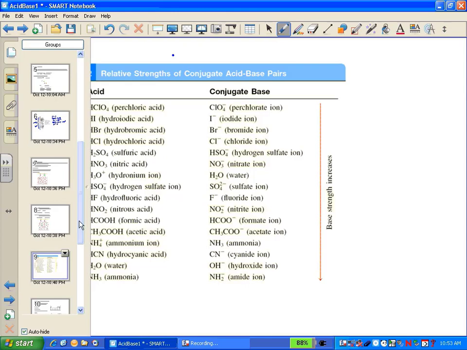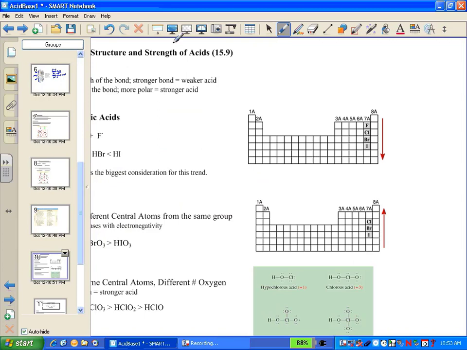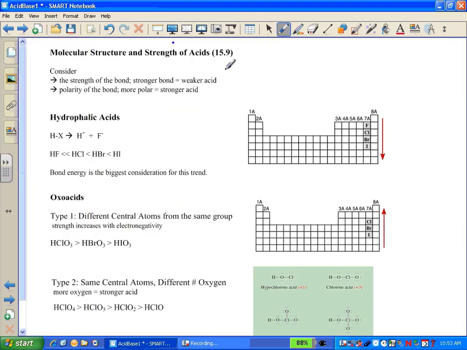We'll study that concept quantitatively a little bit later on. What we will do now, though, is talk about the structural implications of a substance and how you can look at the structure of a substance and decide the relative strength. So when you want to compare two molecules to one another and decide which one is a stronger acid, you've got two things that you need to look at.